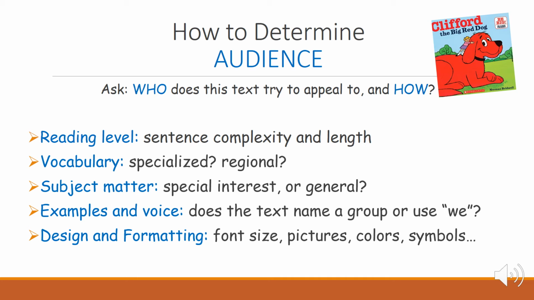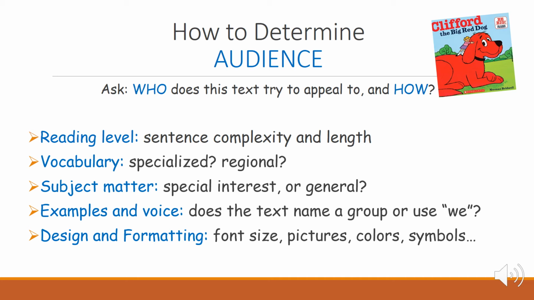And one more thing to consider is design and formatting. Look at that front cover for Clifford the Big Red Dog. There's a giant picture that takes up most of the cover. The letters are big. There's lots of red. It's designed to catch your eye. And we notoriously say that children have short attention spans and like bright, shiny things. So that's probably a clue that this is designed for children.